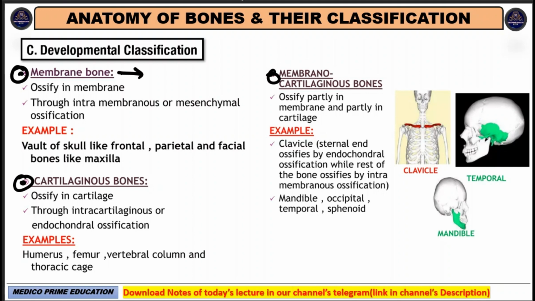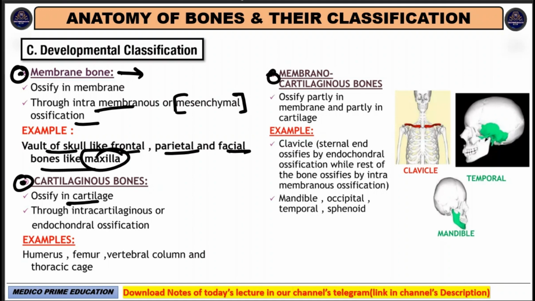Look, in membrane bone, what happens is that such a bone has ossified in the membrane, through intramembranous or mesenchymal ossification. For example, like the vault of the skull, frontal, parietal, facial bones like the maxilla. These are the membrane bones, meaning these bones ossify in the membrane. So what is the origin? It is ossification. What type of ossification? Mesenchymal ossification.